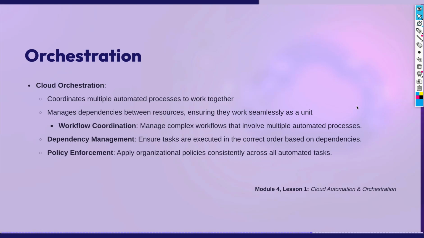So we have workflow coordination. It manages complex workflows that involve multiple automated processes. Then we have dependency management. So this ensures that your tasks are executed in the correct order based on the dependencies. And then you have policy enforcement. So you can apply your own organizational policies consistently across all automated tasks.